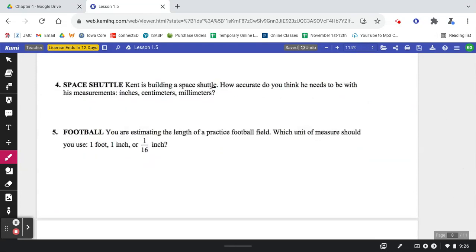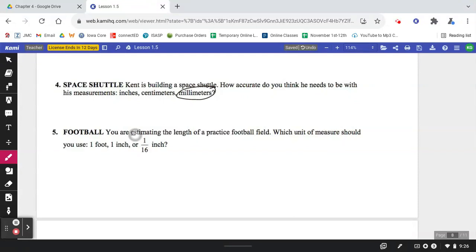Kent is building a space shuttle. How accurate do you think he needs to be with his measurements? Well, if he's putting someone's life in his hand building a space shuttle, he probably better be pretty accurate. So we're going to go with millimeters.